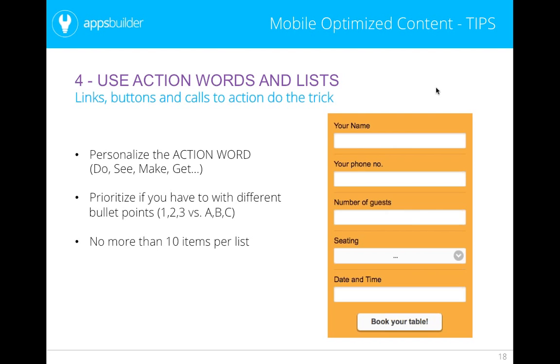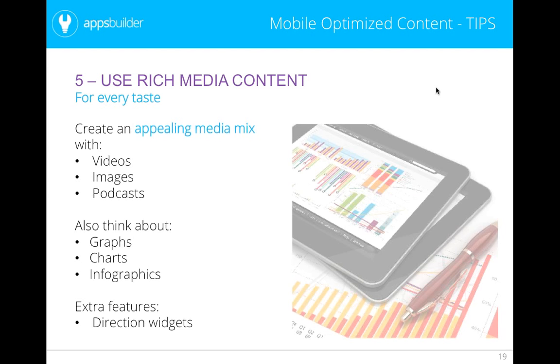Because, for example, as you can see from the screen, that is an example of a form that I've screenshotted from our dashboard in our platform to book a table. So you can see you insert your name, your phone number, number of guests, seating, date and time. And if I had put there a simple submit, it would have brought my mind off from the task I'm actually doing. Book your table is more direct, it's very personal, and it's tailored to the thing I'm trying to do here. So you can use different words, maybe do, see, make, get, purchase, start, depends on what you're trying to do. But personalizing is always a good idea.